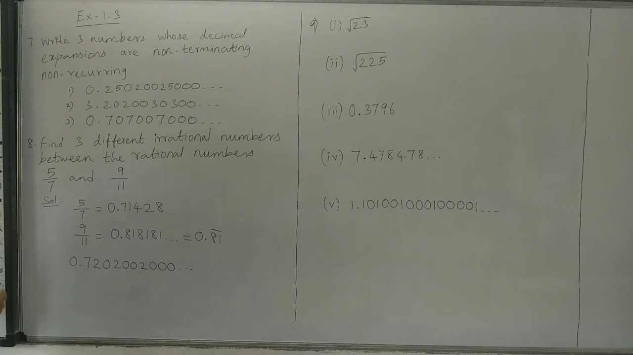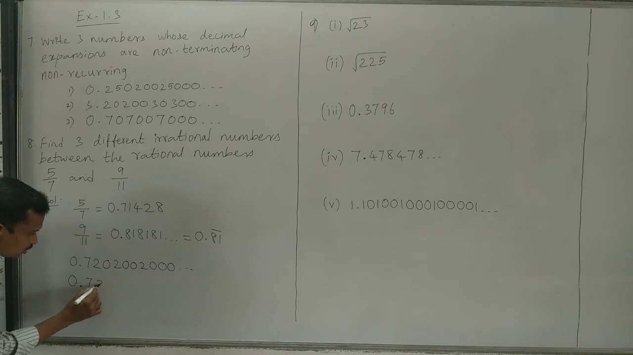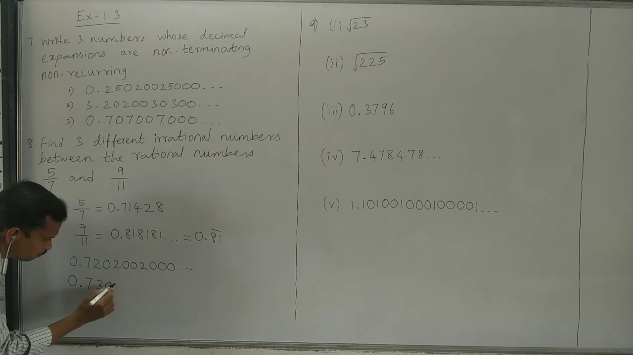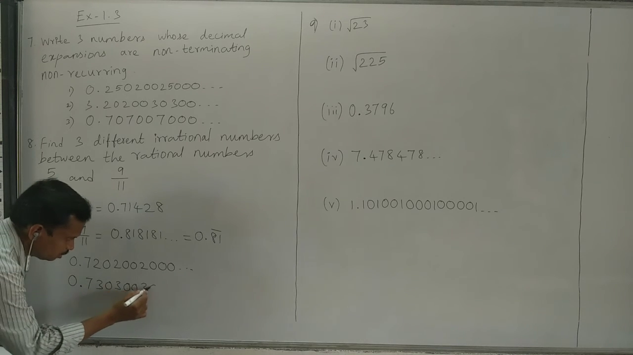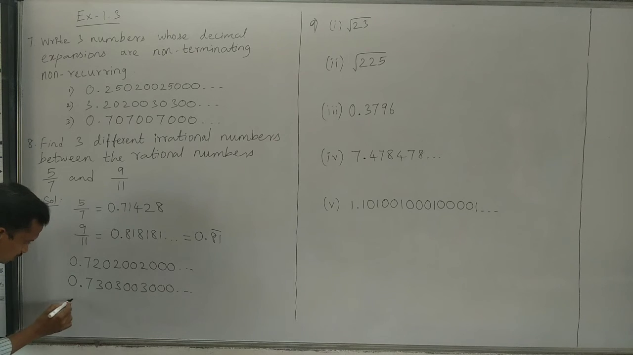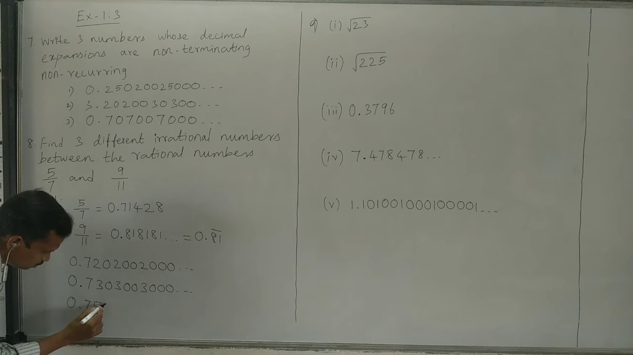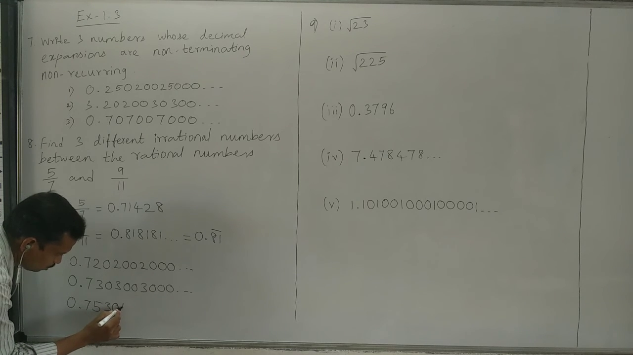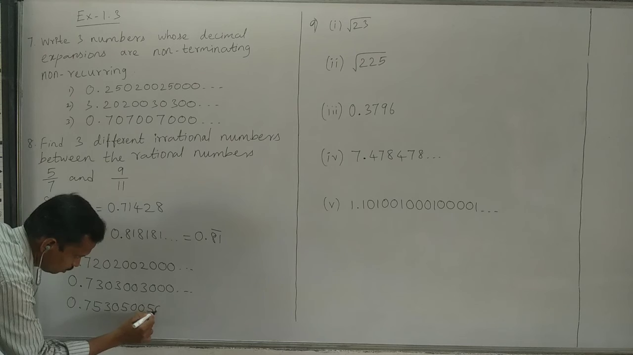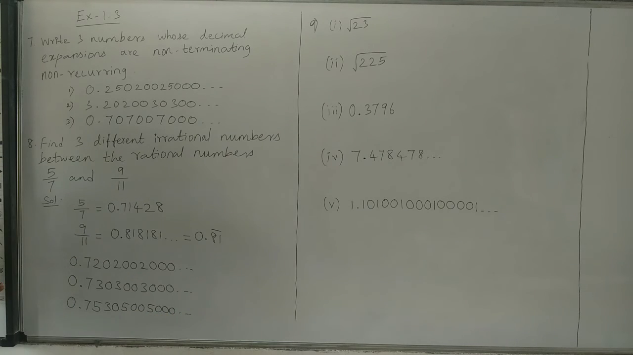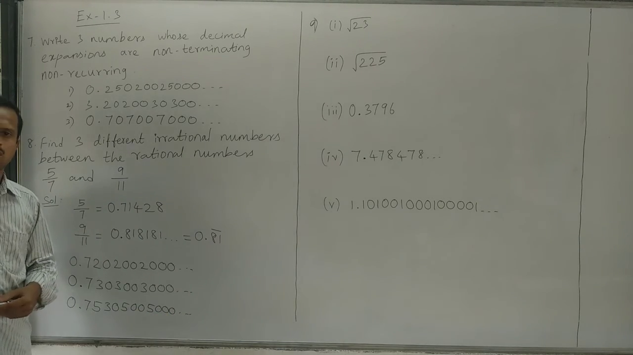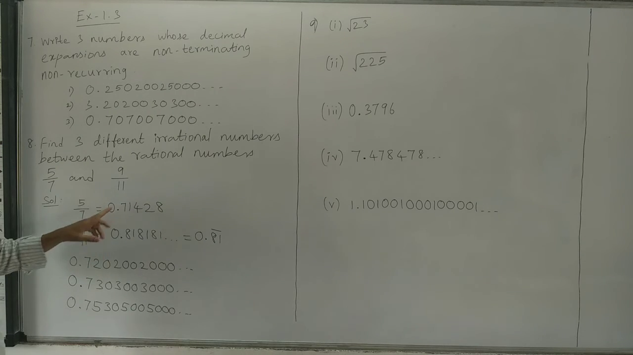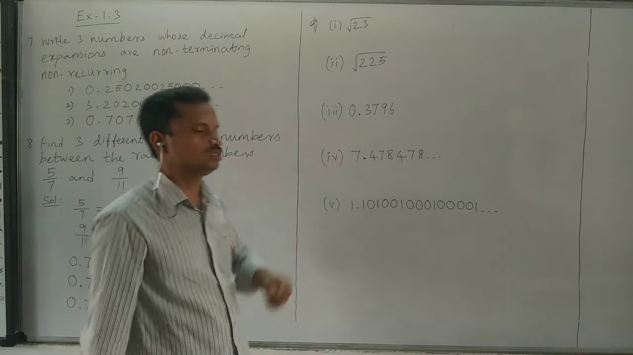And there are still 3. We can write anything. So 0.73, 300, 300, etc. And next one 0.75, 30500, 5000. So like that, any way you can write as non-terminating and non-repeating, but that should be between these 2. So like this you can find the answer. Very simple questions.